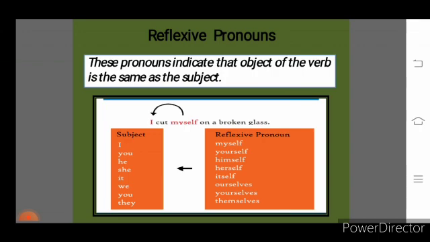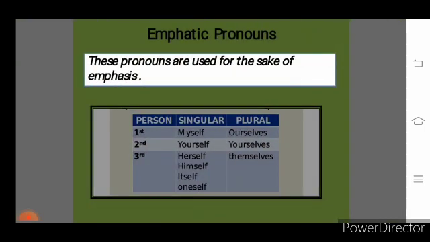Let's understand emphatic pronoun. Students, before going to the emphatic pronoun, let me tell you that emphatic pronouns are the same as reflexive pronouns. They also have self at the end. Clear? But these pronouns are used for the sake of emphasis. It means if we want to emphasize a noun or a pronoun, we use an emphatic pronoun. Myself, yourself, herself, himself, itself, oneself. These are some emphatic pronouns.